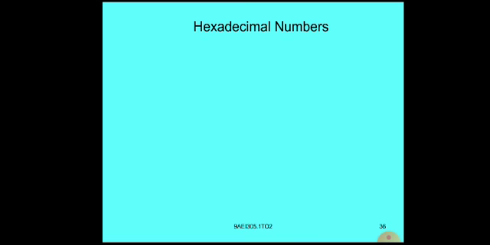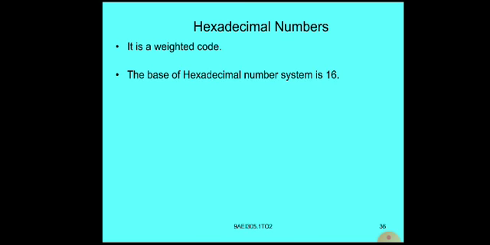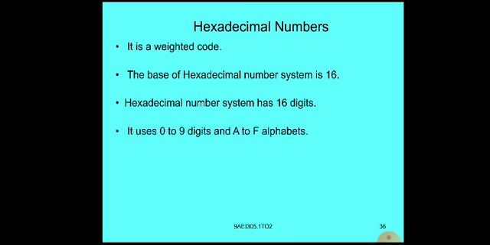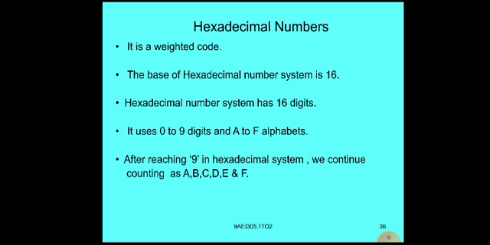Let us take hexadecimal numbers. The base is 16. I already told you there are 16 symbols available in this: 0 to 9 and A to F. After reaching 9, you have to continue with A, B, C, D, E, F. That is the thing you have to remember.